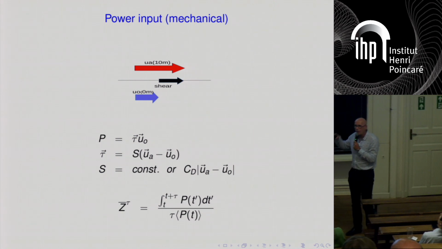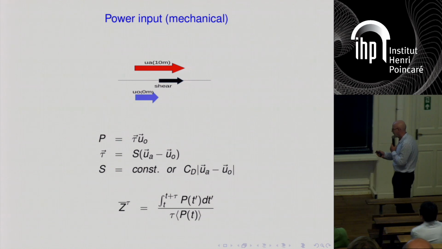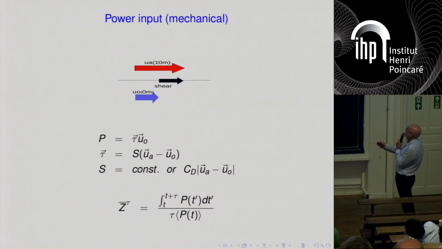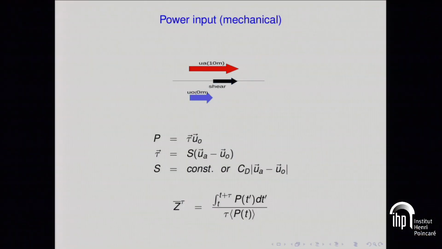So this is the power the atmosphere injects into the ocean. To find it, you have the wind at 10 meters, usually measured at 10 meters above the ocean surface. You have the ocean velocity, and you have the shear between the two. To calculate the power input P, you just multiply the shear times the ocean velocity.